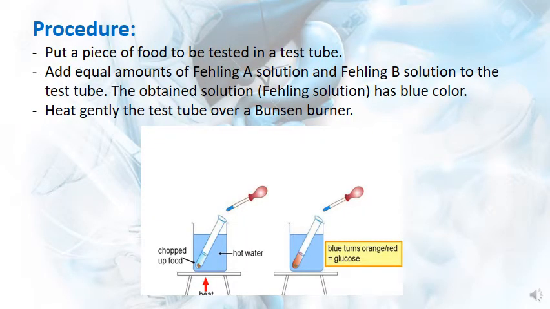What is the procedure? First we put a food in a test tube, then we add equal amounts of Fehling A and Fehling B to the test tube. Then the obtained solution has a blue color. It's called the Fehling solution. Then we heat gently the test tube over a Bunsen burner, which is the source of heat.